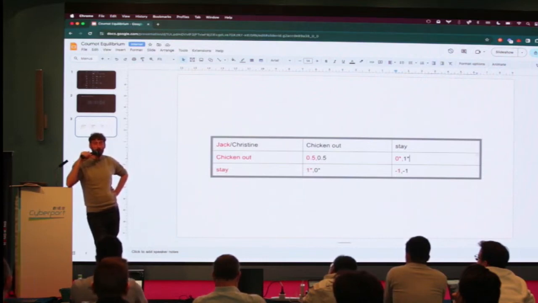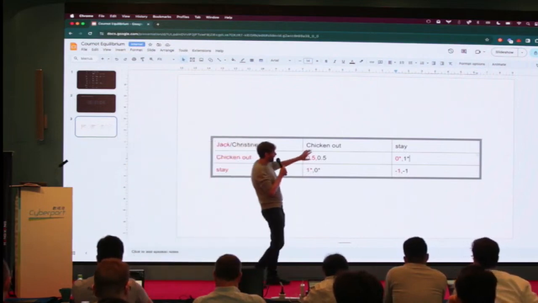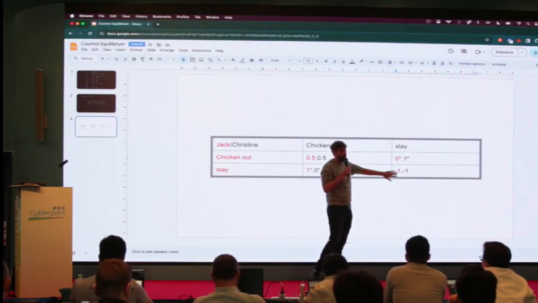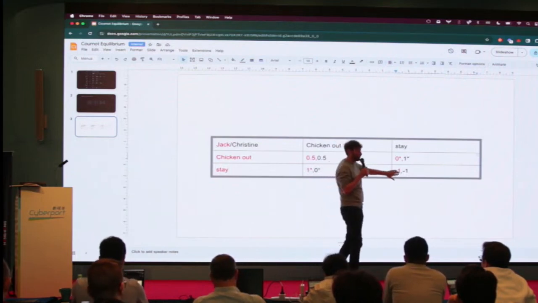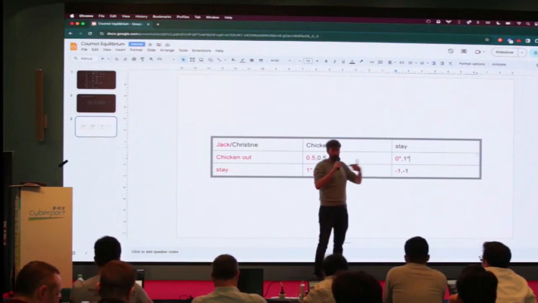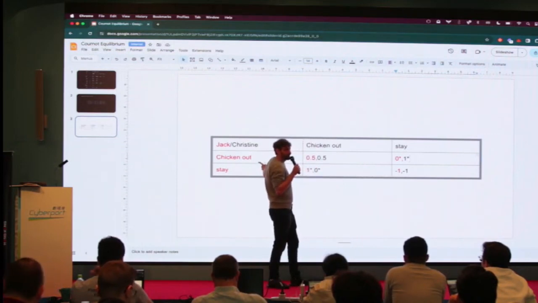No. Why? Because in this situation, if both are staying, there will be a big damage. Maybe both will die, right? So I think it's reasonable to assume that this is the worst outcome for both of them, individually and collectively. If they both stay, they run into each other and they die. If one of them chickens out, you're a chicken.